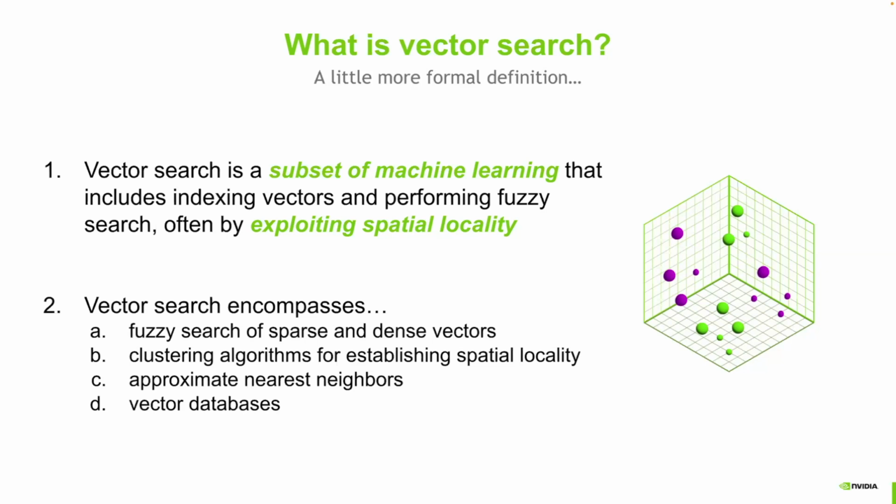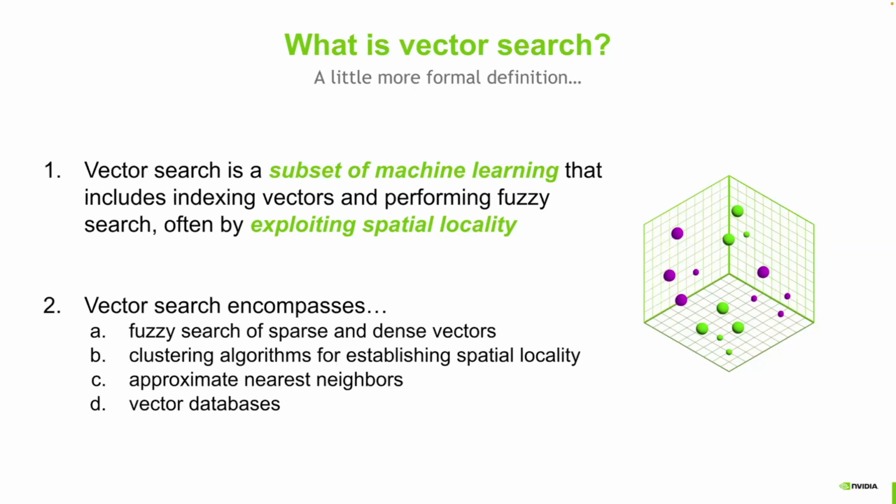If you don't tune a vector search index properly, you'll get garbage results. If you don't spend time tuning a regular database index properly, it might be slow, but you're usually going to get great results. So I define vector search as a subset of machine learning that includes indexing vectors and performing fuzzy search, often by exploiting spatial locality. So it uses math and geometry to find the closest vectors.